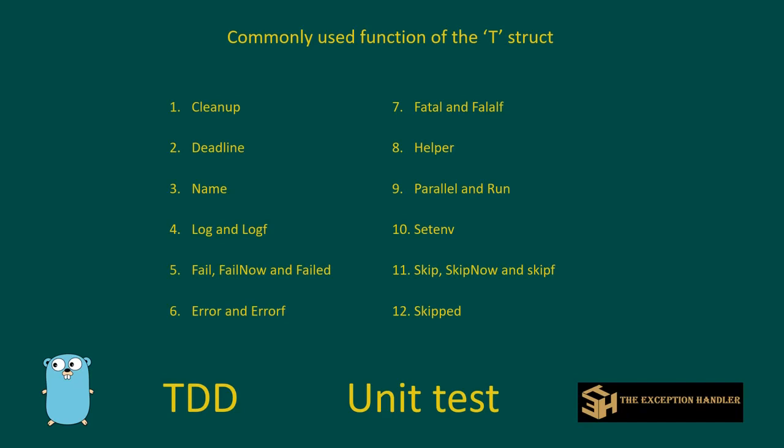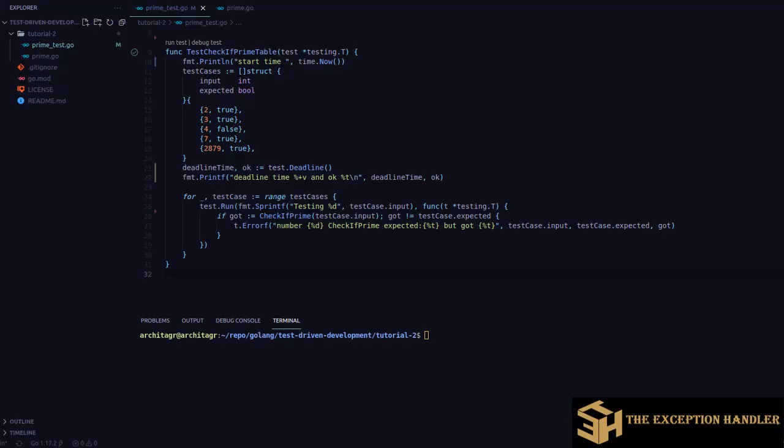By default, if you don't mention any timeout, it would be 10 minutes approximately. So now let's see this function working in the code. Now for this example, I have printed the start time of the test case, and I have also tried to get the deadline time and the OK parameter from the deadline function. And let's print that for us and let's understand what is the output.